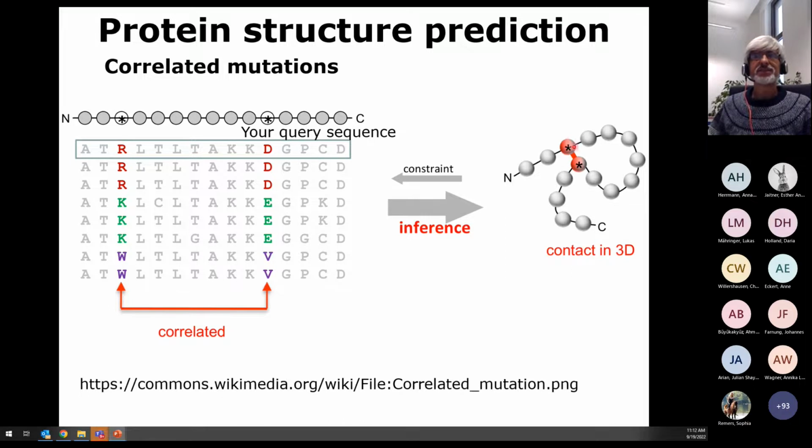Or if this residue is gaining charge, positive charge, it would be nice if this residue would mutate to something with negative charge so that they will establish a bridge to stabilize the structure. So this is all. You can get the alignment and then find correlations and then infer from them that the correlated positions will be making a contact in 3 dimensions, okay, in the 3D. And this can be used actually to predict, and it's being used to predict the structures with relative success.